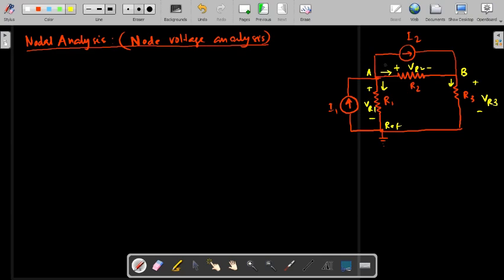Okay, so you can see over here I have put all the currents and voltages. Let me write the currents over here. This is small I1, this is small I2, this is I3. Okay, so I have put the currents and voltages.